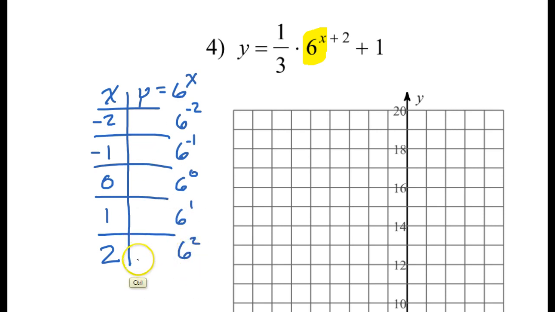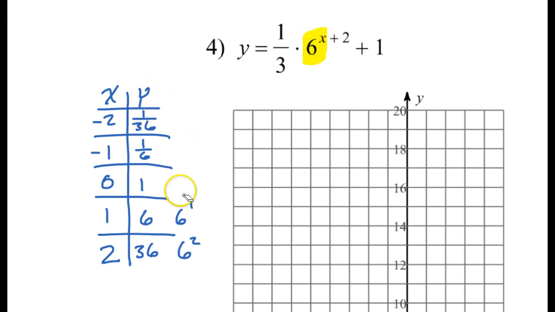Well, start from the bottom and go up. So this is going to be 36. And this is going to be 6, and anything to the 0 power is 1, and then this will be 1/6, and this will be 1/36. Okay, so that's my table of values.